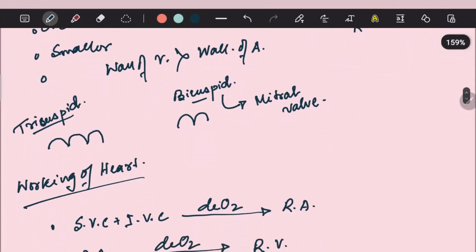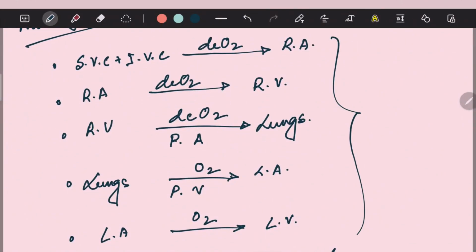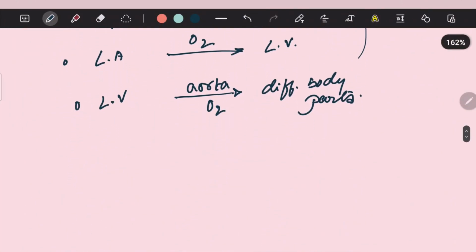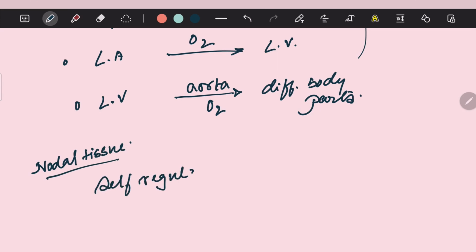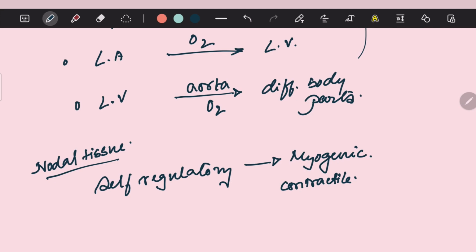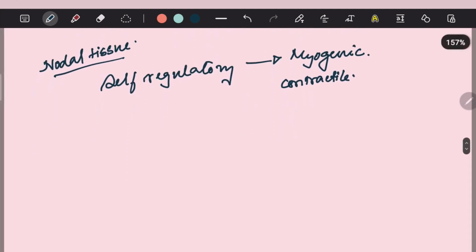Now, this entire process that the heart goes through depends on a few nodal tissues present in the heart itself. You should know that the heart is self-regulatory. That is, the heart is a myogenic heart. The muscles of the heart itself have a special contractile property which helps it to beat, and these contractilities are guided and controlled by nodal tissues known as the sinoatrial node and the atrioventricular node.